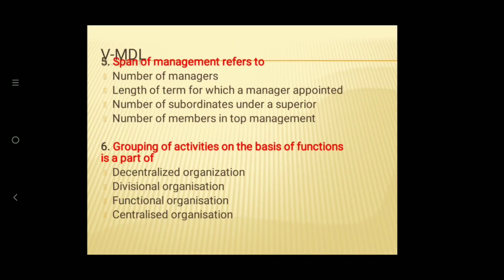Next question, span of management refers to number of managers, length of term for which a manager is appointed, number of subordinates under a superior, number of members in top management. Option C, number of subordinates under a superior. Next question, grouping of activities on the basis of functions is a part of decentralized organization, divisional organization, functional organization, or centralized organization. Option C, functional organization.